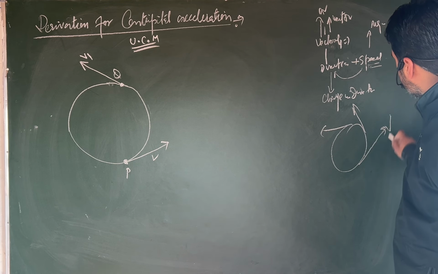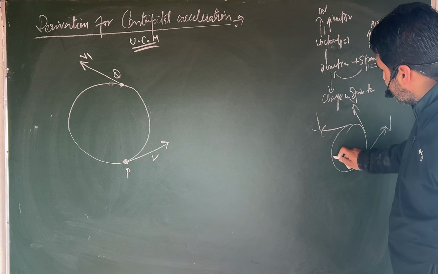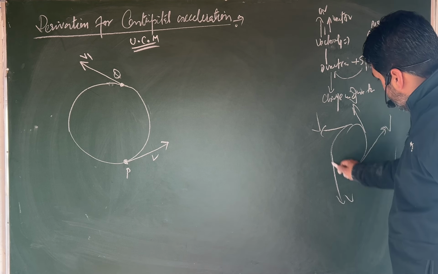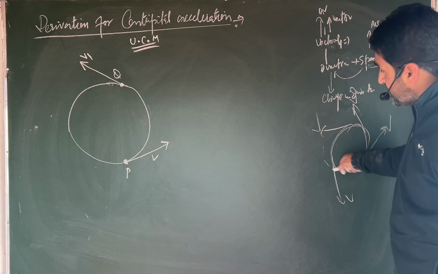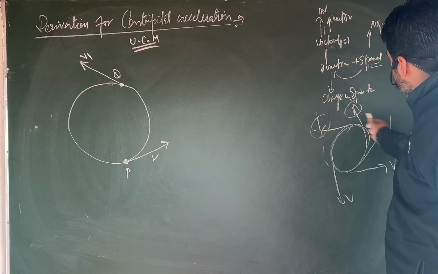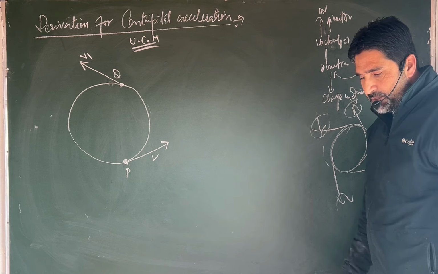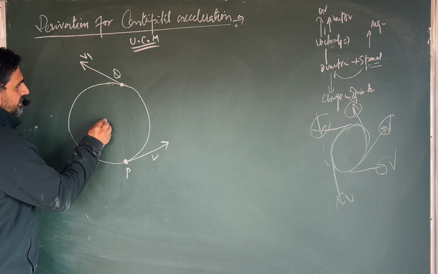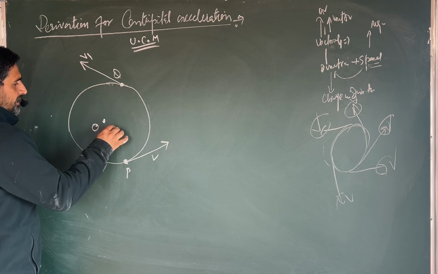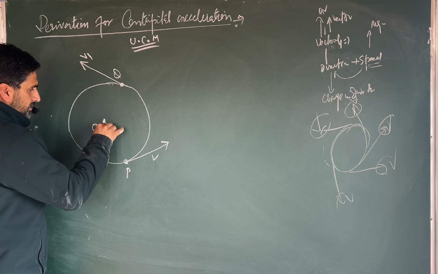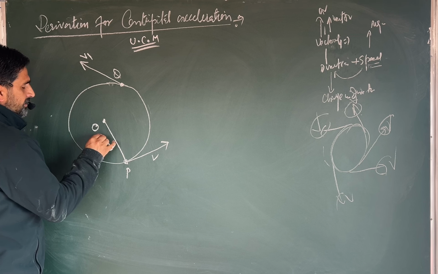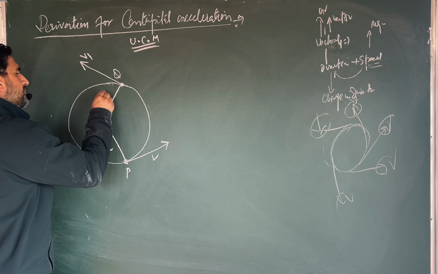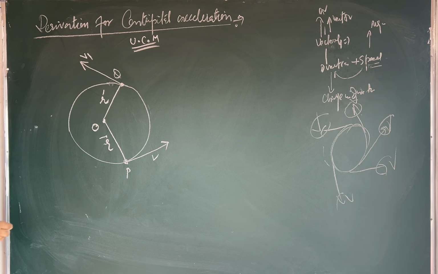Here the velocity is in this direction, here in this direction, here in this direction. Speed remains constant, but direction is changing everywhere. This change in direction produces acceleration. So let us consider the center O, and let the position vector from this center be R, and let the position vector from the center be R dash.